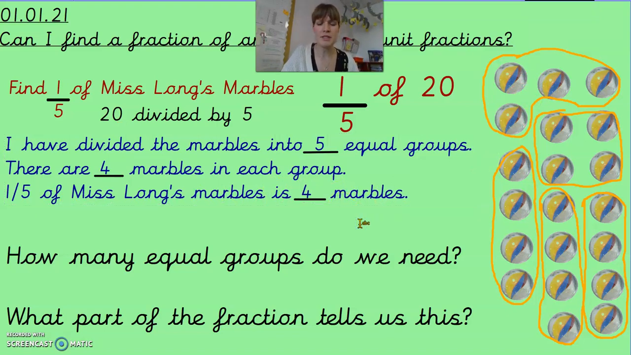Okay. So we've spoken about how many equal groups we need. And what part of the fraction tells us this? It's the denominator that tells us how many groups we need to have, because we need to find out how many are in each group. Okay, let's move on to the next slide.